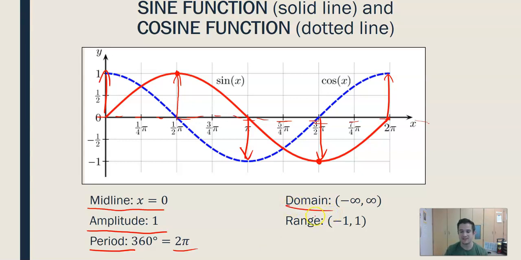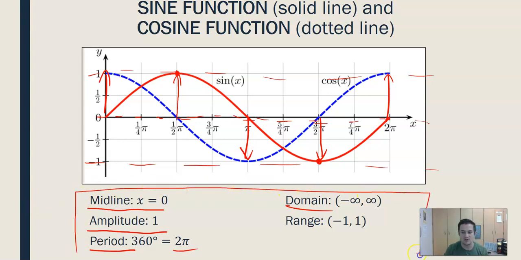The domain of this function, so all the possible x values, is everything from -infinity to +infinity, because I showed you on the graph that it keeps going forever and ever in both directions. And the range is from -1 to +1, because I never get lower than -1, and I never get higher than +1. So those are some of the characteristics of my sine and cosine functions.